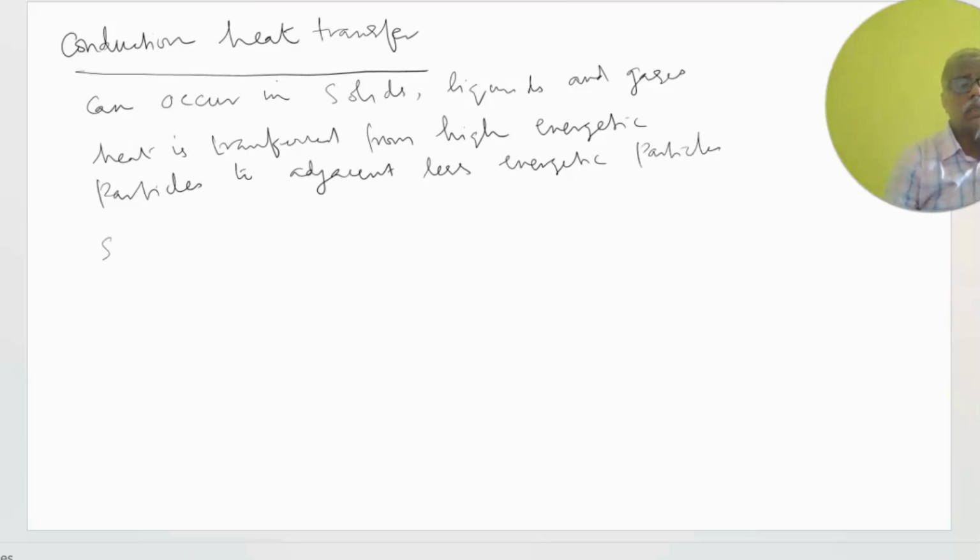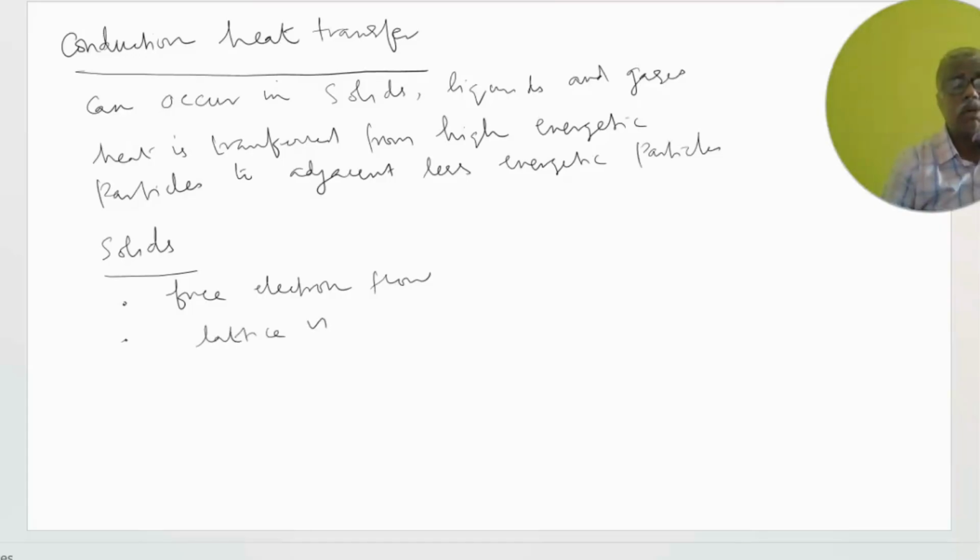How do they occur in solids? In solids, they occur by two reasons. One is free electron movement, free electron flow, and second is lattice vibration. These two reasons are allowing the conduction to happen in solids: free electron flow and lattice vibration. So the lattice vibration is also called as phonon.